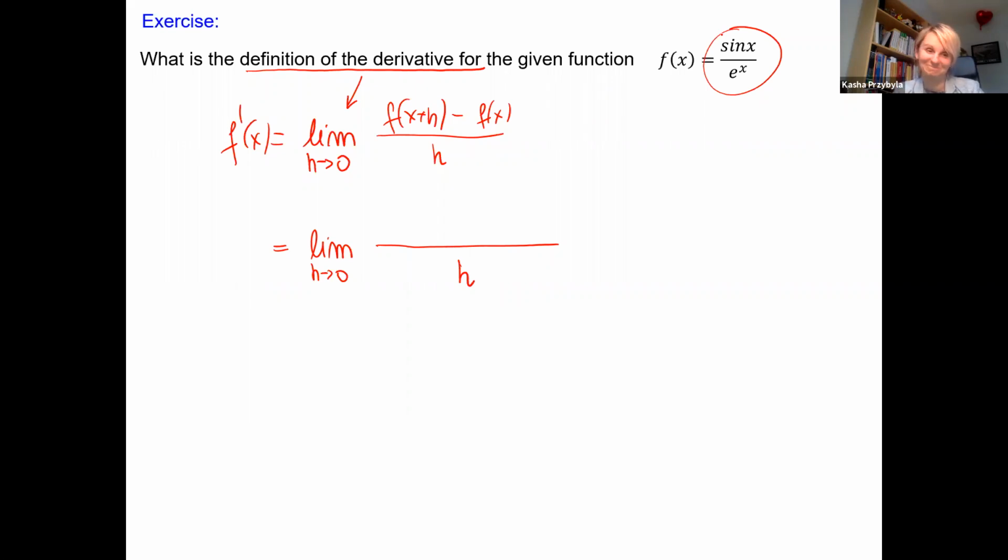Everybody can try. Okay, but can you type the entire function? Because I have to put the entire function here. Yes, this will be sine of x plus h over e to the power of x plus h. Of course, you will not evaluate. And this one is just f of x, so I can simply copy my function. For the first component, instead of x, put x plus h.